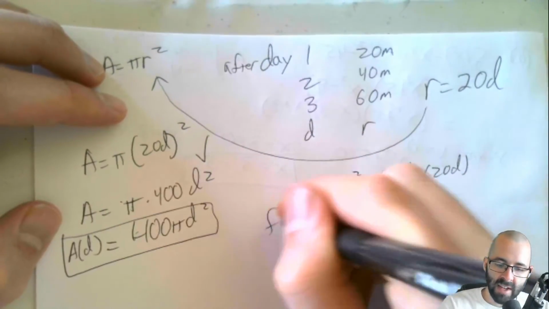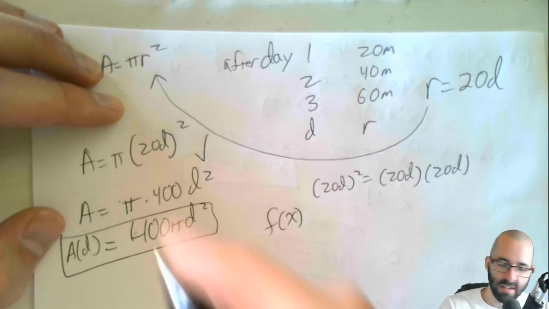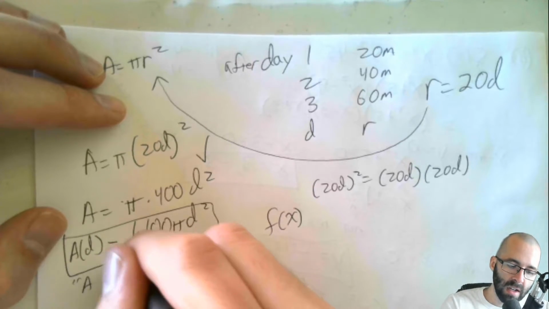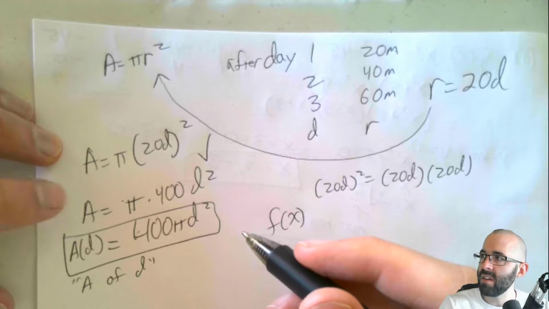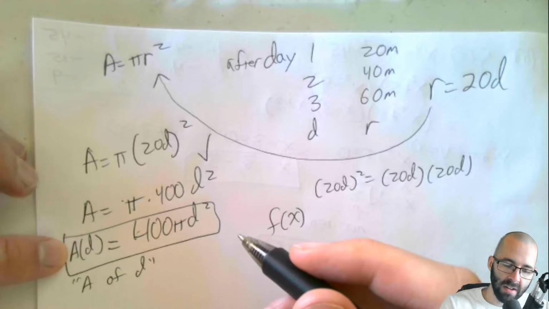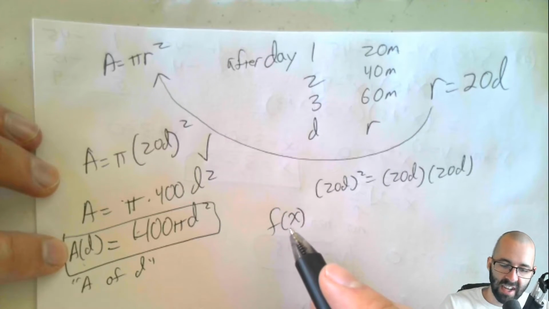And again, a lot of times when we write functions, we write f of x. This is A of d. But I will accept it if you just write the A as well. You don't need the of d right here. Remember, this is not multiplication. This is function notation, just like f of x.